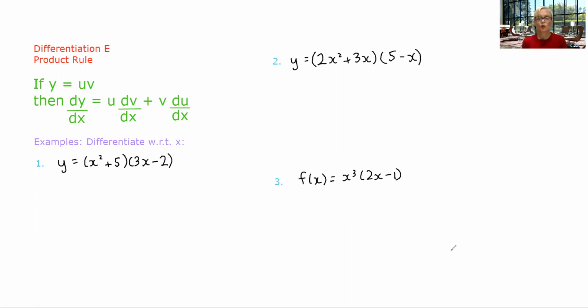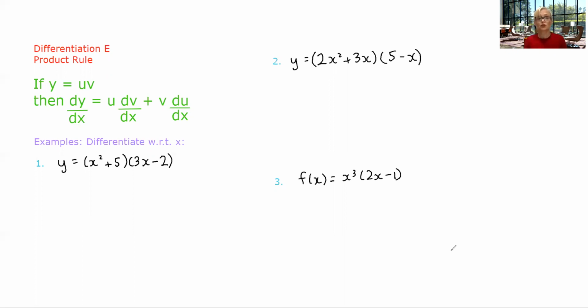With a sum or difference, it's okay just to differentiate each bit and then add or subtract the derivatives. If you have a product or a quotient, however, you cannot just differentiate each bit and then multiply or divide. There are special rules for those cases.